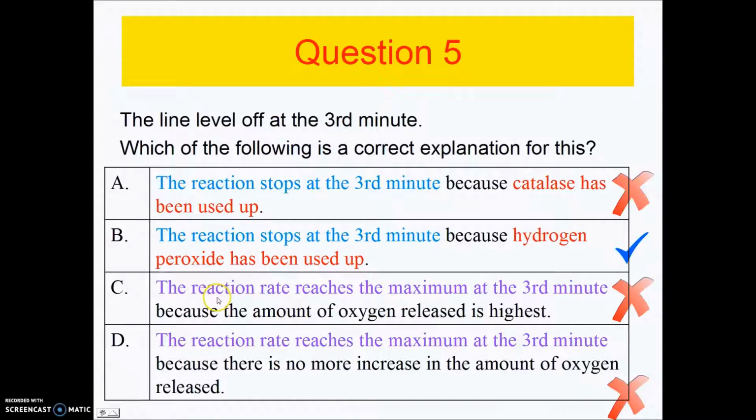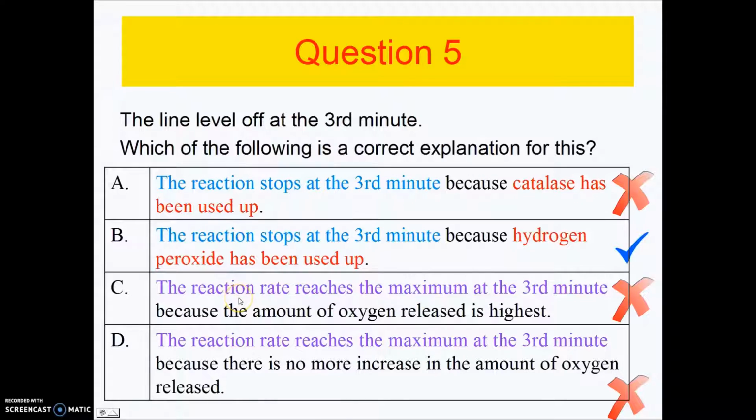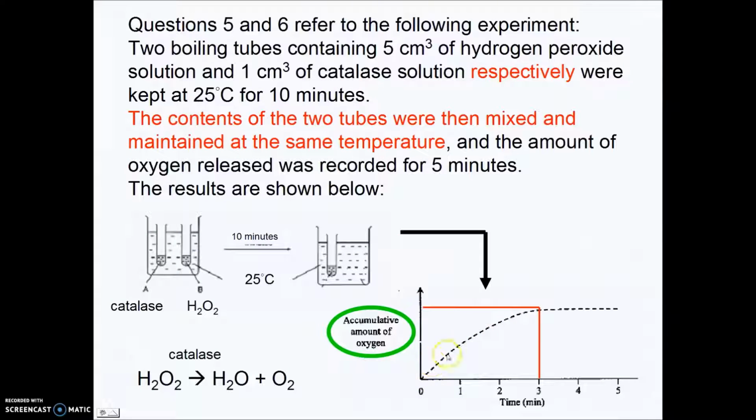Sorry, because for C and D it talks about the reaction rate, but not the accumulative amount of oxygen. So if you want to see when the reaction rate is maximum, it should be here, the high slope. For example, from 0 minute to 1 minute, the slope is like this. And for 1 minute to 2 minutes, the slope is like this. But for 2 to 3 and then 3 to 4, probably the slope is very, very small.